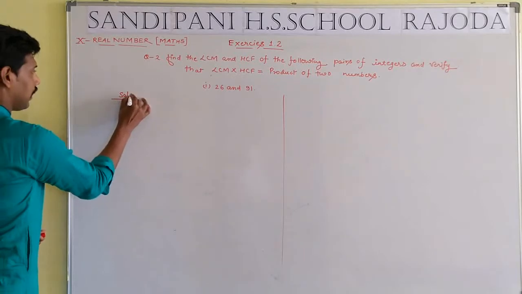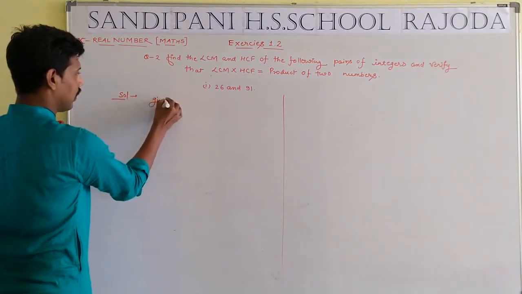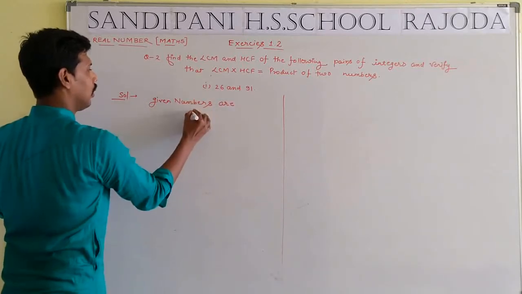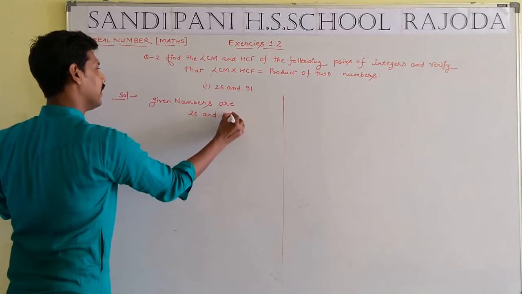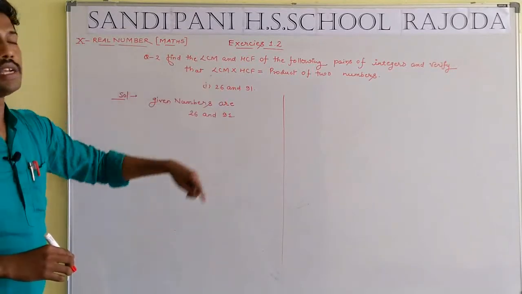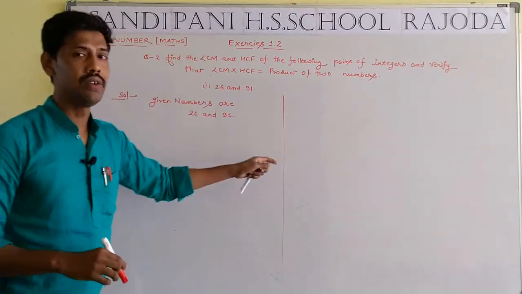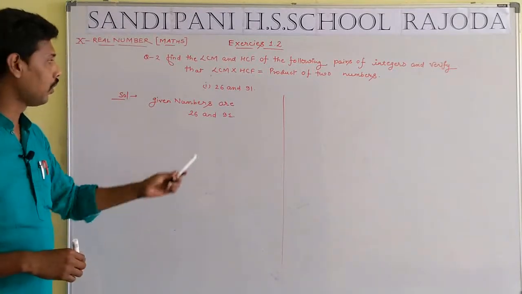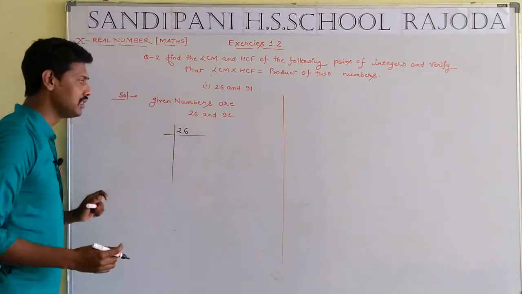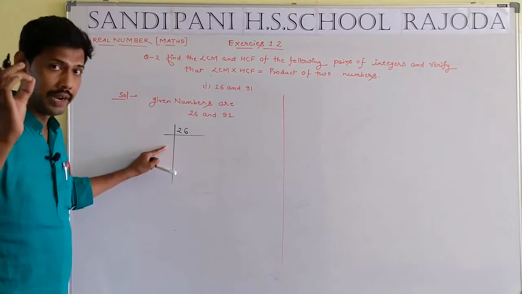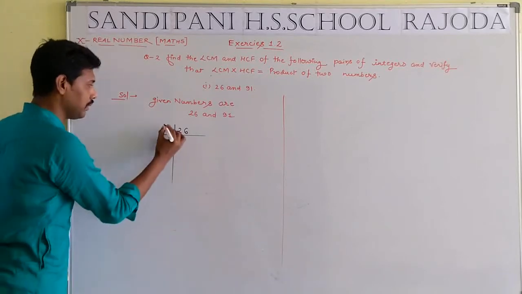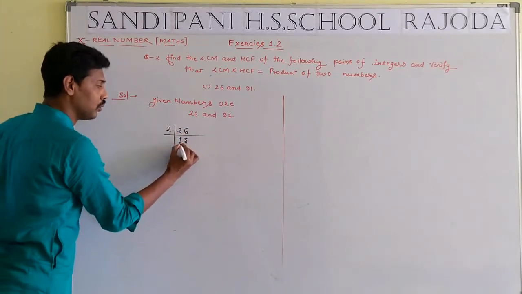Given numbers are 26 and 91. Students, in this question we have to find out the value of the LCM and HCF. We use the prime factorization method for the factors of 26 and 91. 26, what is the meaning of 26? The last digit of 26 is 6. That means even number. What is the characteristic of an even number? Divisible by 2. That means 2 ones are 2 and 2 threes are 6.